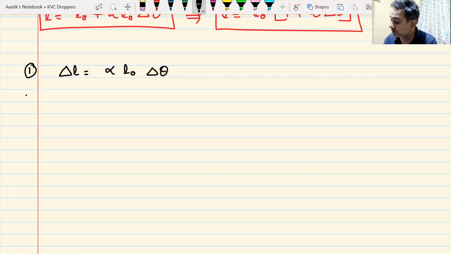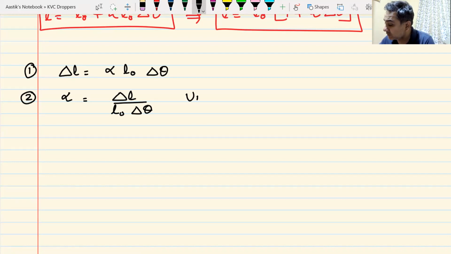Point number 2, I can write this alpha as delta L divided by L naught into delta theta. This is not a different formula. It is just derived from formula number 1. This alpha is known as coefficient of linear expansion. Its unit is, SI unit is 1 by Kelvin.